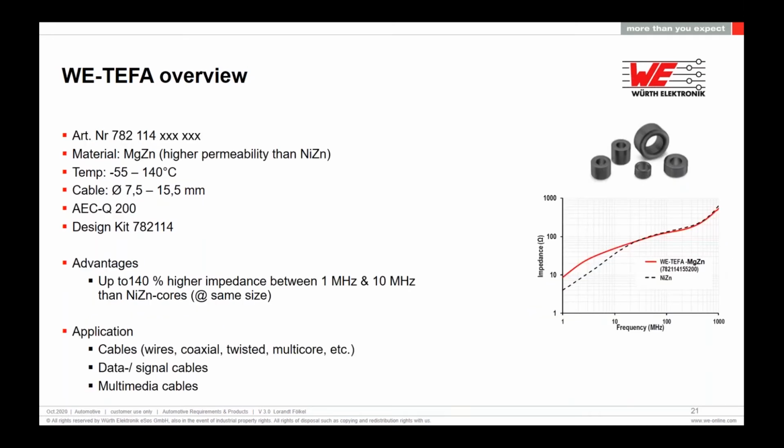If you still have some problem below 10 megahertz and you want to avoid putting too many turns on the nickel zinc ferrite, you can ask our colleague in the sales department for the magnesium zinc. In this frequency range you can see, both measured with the same fixture, the same setup, and the same size, that the magnesium zinc has much better performance at lower frequency, from 1 megahertz up to 10-20 megahertz. Above 10-20 megahertz, they are very similar. And the maximum temperature is not 150, just 140, some disadvantage.